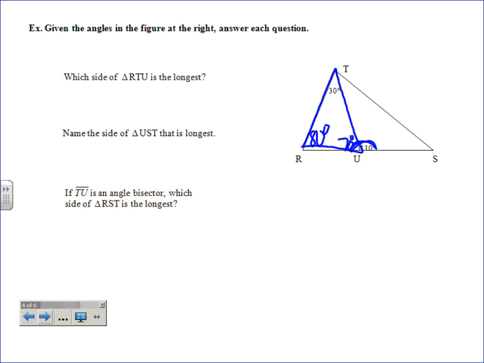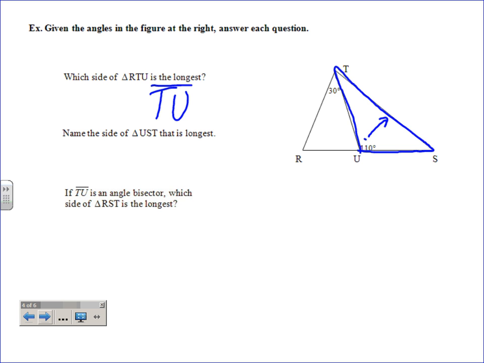So which side must be the longest? We got a 38 degree angle, an 80 degree angle, and 70. Which one's got to be longest? Yep, TU. Is it okay to say UT? Yeah. There's no congruence here. Which side of UST is the longest? Yes, it looks like it. Yeah, that's 110. Are we going to get anything bigger than 110 in this triangle? No. Yeah, the other two must be acute, so that is TS.